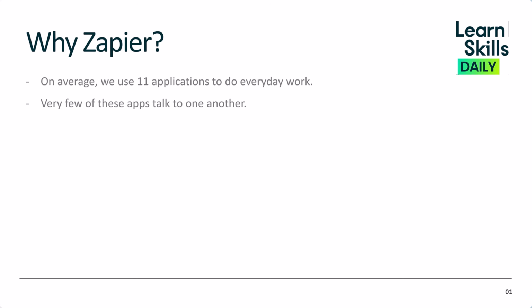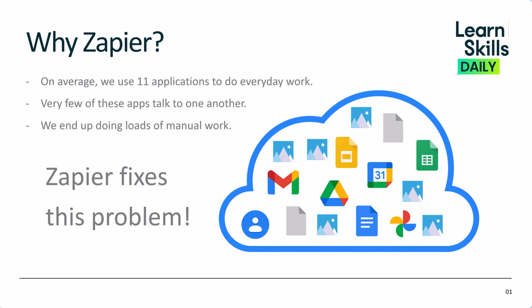See, very few of these apps talk to one another, and as a result, we end up doing loads of manual work. Zapier fixes that problem by taking all the apps that we use every day and serving as a universal communicator that allows all these different applications to talk to each other and automate everyday routine tasks.